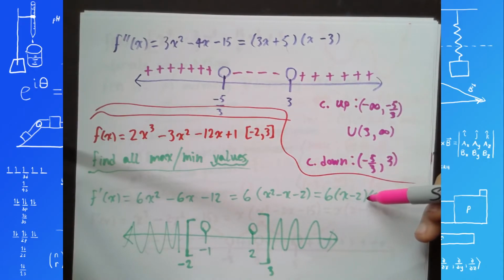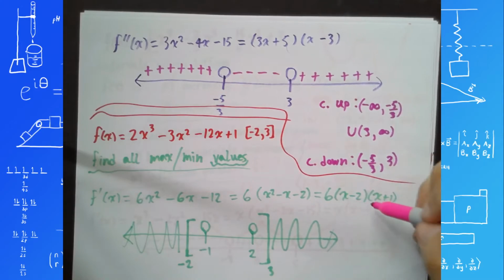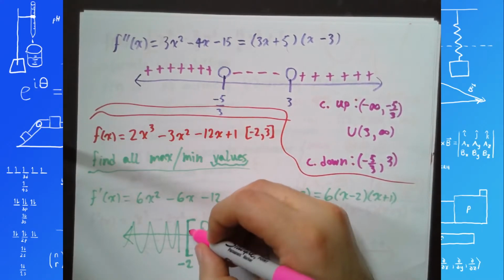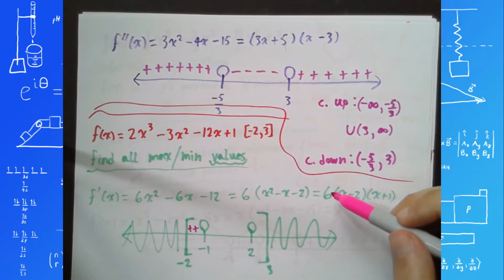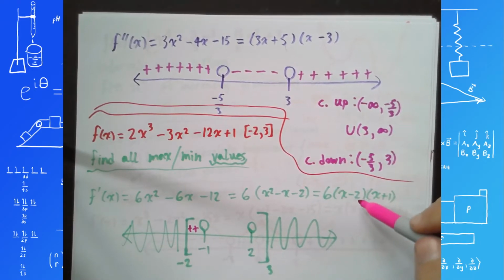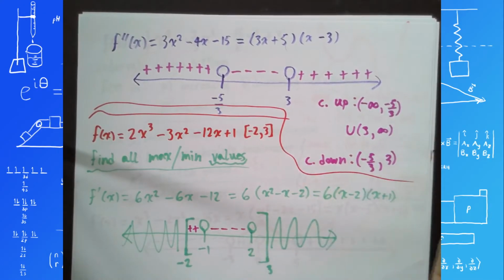Negative 1.5 minus 2 is negative. Negative 1.5 plus 1 is negative. 6 is always positive, so positive times negative is positive. Between negative 1 and 2, we can test 0. 0 minus 2 is negative. 0 plus 1 is positive. 6 is positive. Positive times positive is negative.